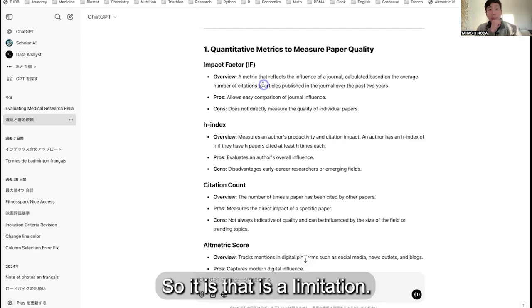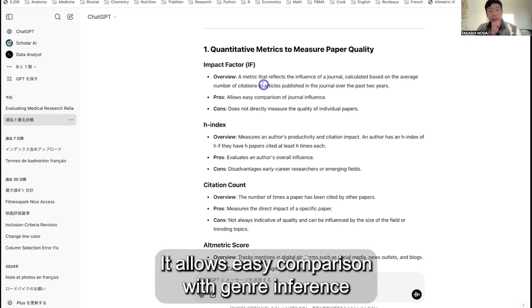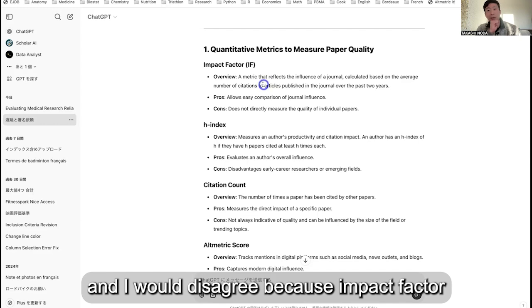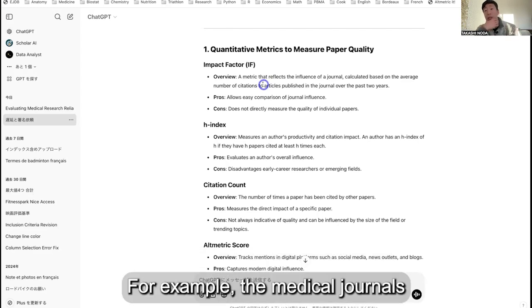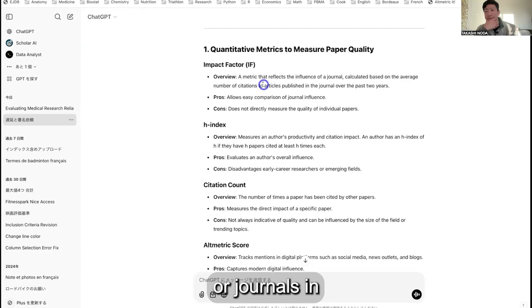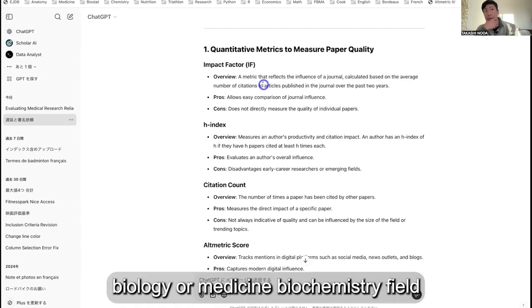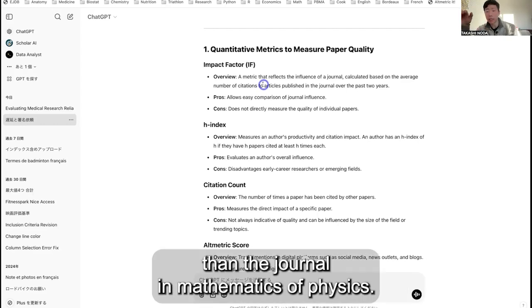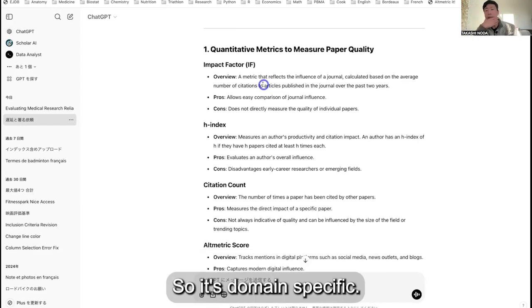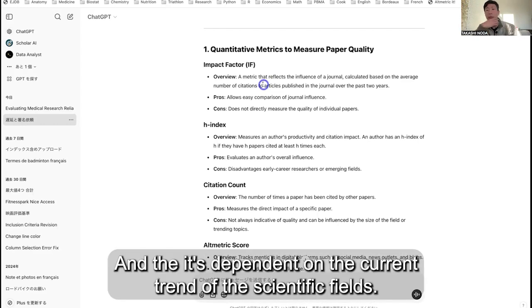So that is a limitation, but impact factor has a merit. It allows easy comparison with journal influence. I would disagree because impact factor is very highly domain dependent. For example, journals in biology, medicine, or biochemistry tend to have higher impact factors than journals in mathematics or physics. So it's domain specific and dependent on the current trend of the scientific fields.